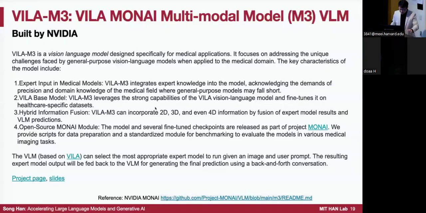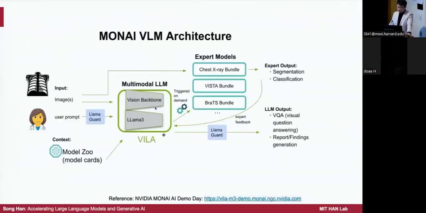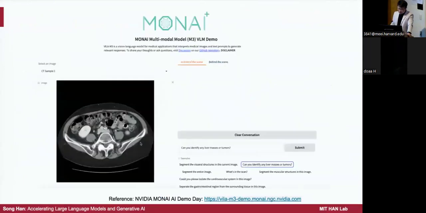All right, so we go back to our presentation about MONAI VLM. This is the architecture combining expert models and also a multimodal LLM, which is VILA. And here are some examples using MONAI. The demo is also available right here. I can share the slides later. So you can upload a medical image, and here we can ask it, can you identify any liver masses or tumors, and you can ask a lot of questions. So let's see the demo.